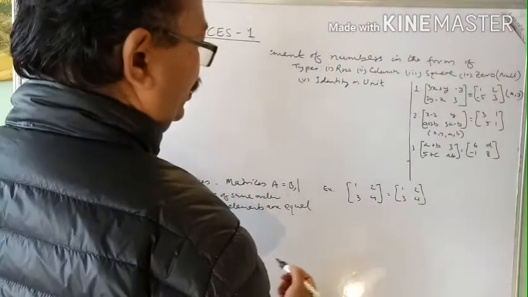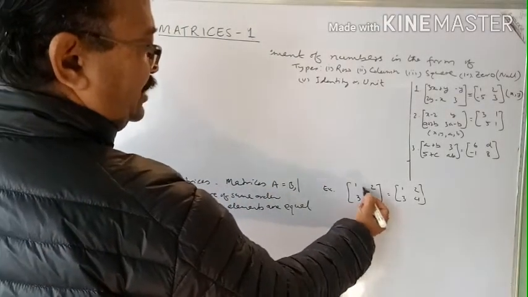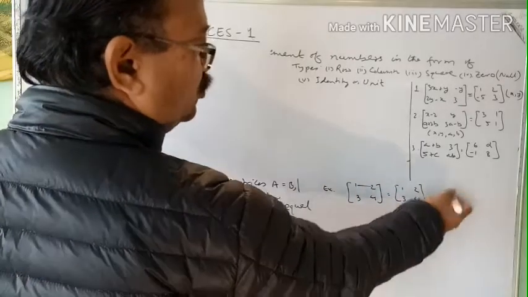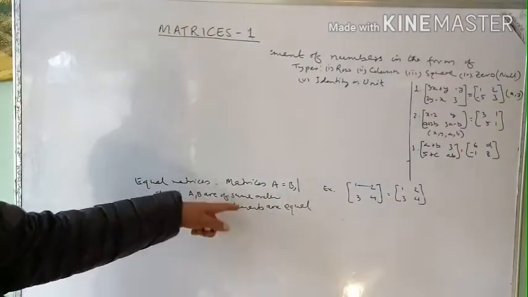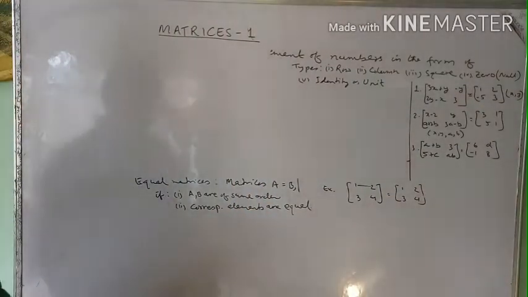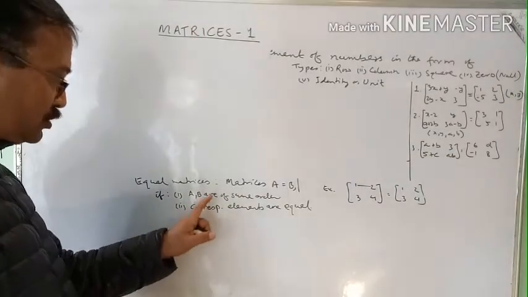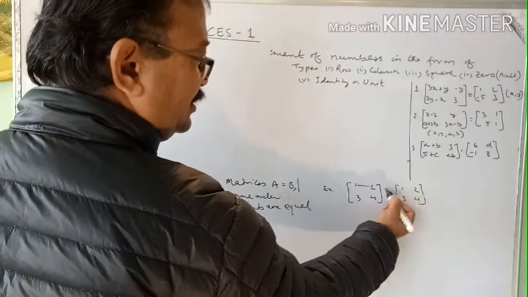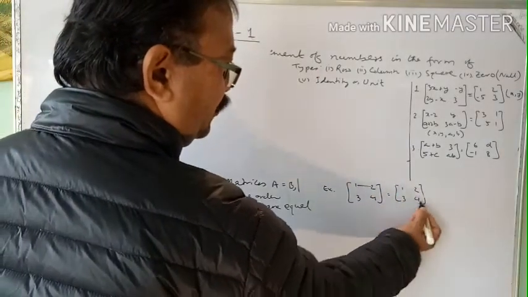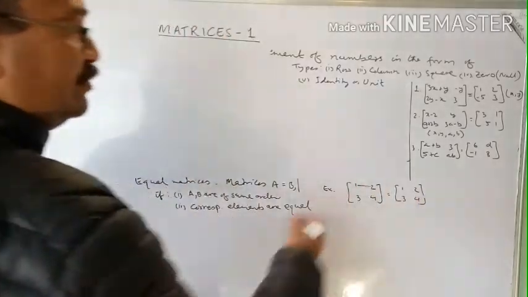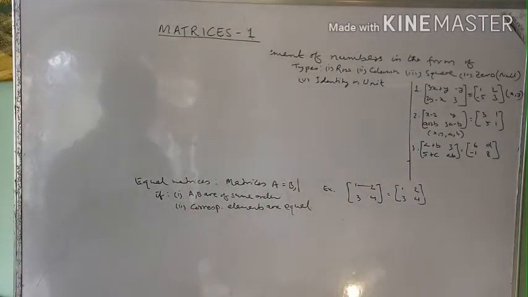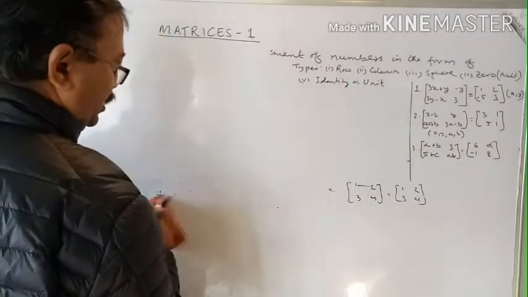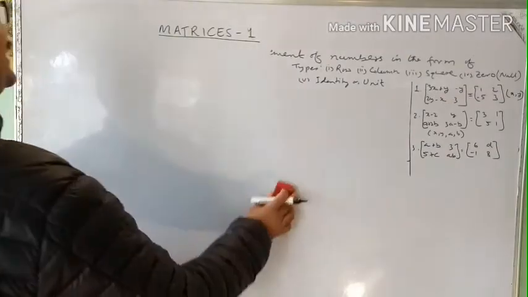Like in this example, this matrix has order 2 by 2, 2 rows and 2 columns. This also has 2 rows and 2 columns, so both are 2 by 2. They have the same order, so they can be equal. But that's not enough. Corresponding elements must be equal. Corresponding means first and first, second and second, third and third, fourth and fourth. These corresponding elements must be equal. Only then will the two matrices be equal. Now let's see types of matrices.